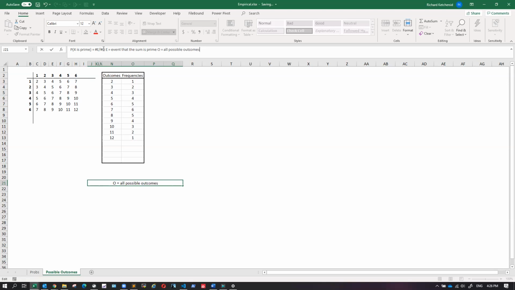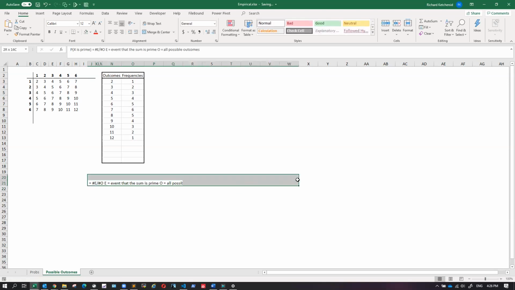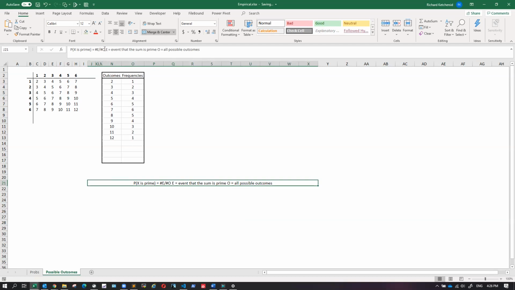You can tell my typing is great. Okay, so there we go. And let me stretch this out even more so we can see. So this is one way of computing probability: count everything in the event and divide by all the possible outcomes. This is one way of approaching your probability questions.